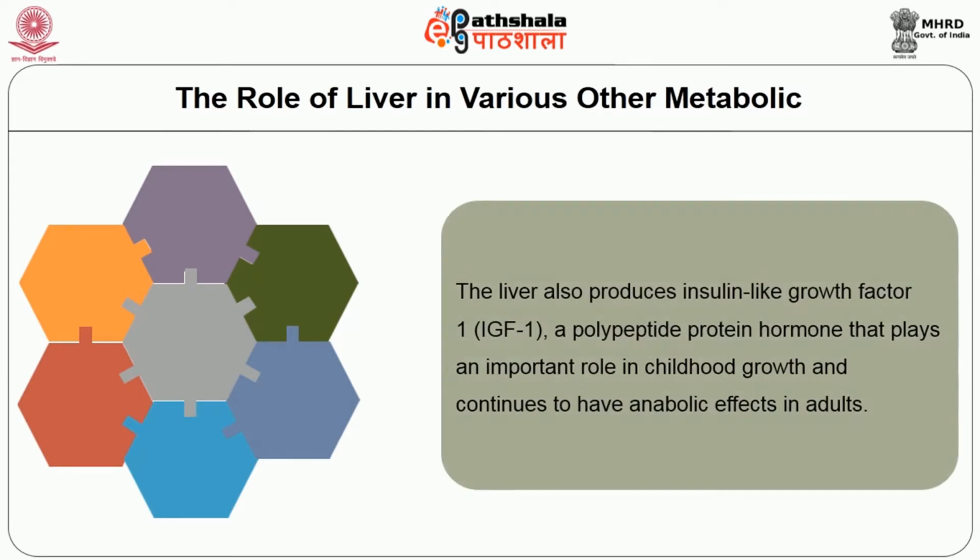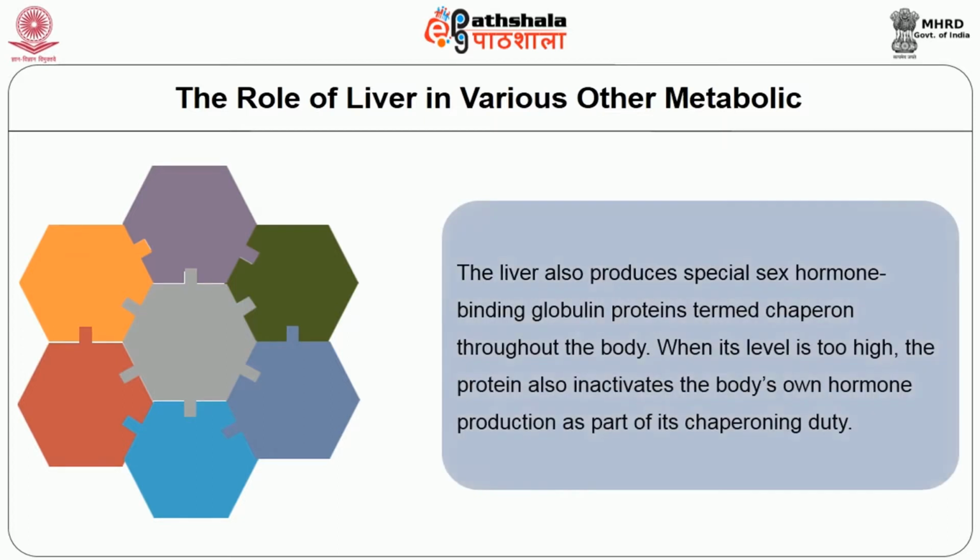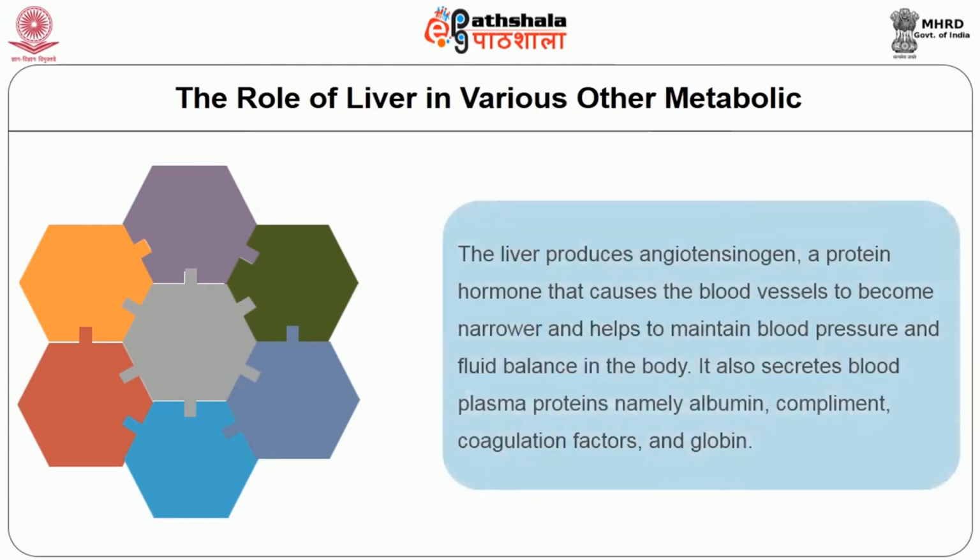The liver also produces insulin-like growth factor 1, a polypeptide protein hormone that plays an important role in childhood growth and continues to have anabolic effects in adults. The liver also produces special sex hormone binding globulin proteins, termed as chaperones, throughout the body. When its level is too high, the protein also inactivates the body's own hormone production as part of its chaperoning duty. The liver produces angiotensinogen, a protein hormone that causes the blood vessels to become narrower and helps to maintain the blood pressure and fluid balance in the body.